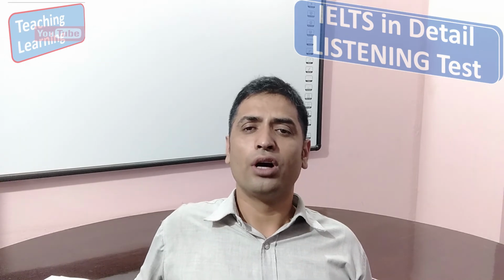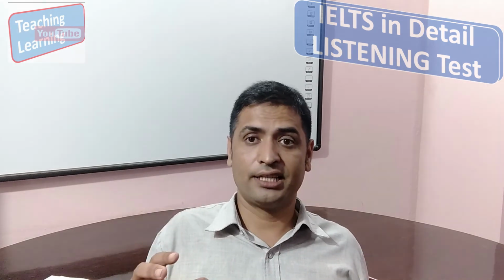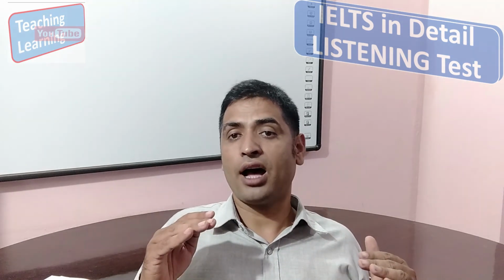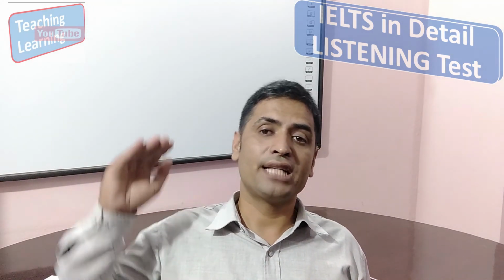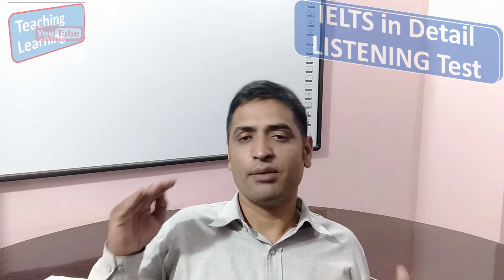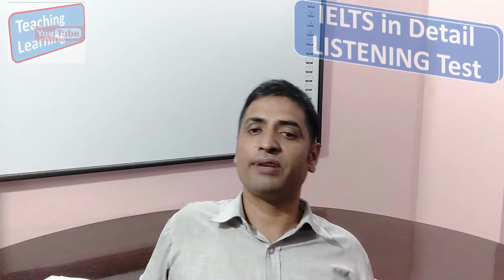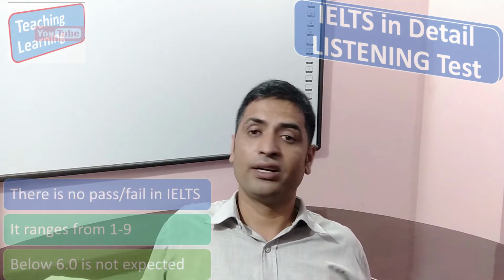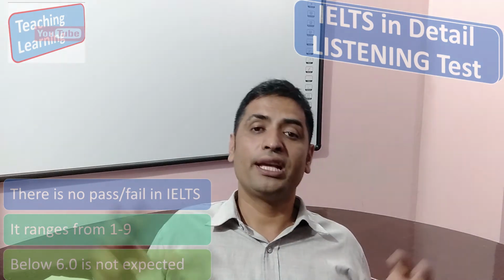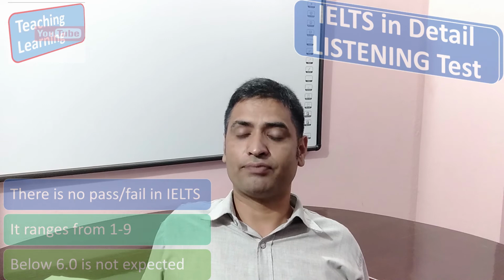Now you need to know how the score of the listening test works. There is no fail or pass in IELTS. The score goes from 1 to 9. 9 is the highest and 1 is the lowest. Many people and universities often say that below 6 is not that good. If you have 6 or 6.5, that's okay, and if you have 7 or 7.5 or more than that, that's excellent. So that way the score of IELTS listening is interpreted.